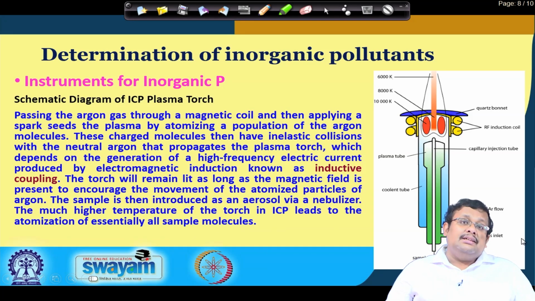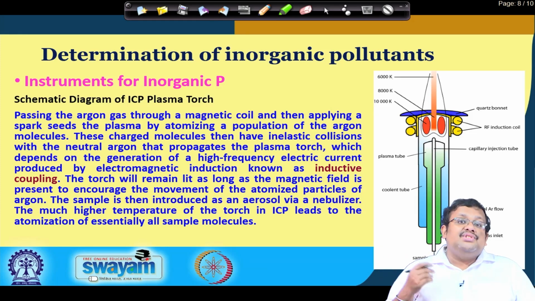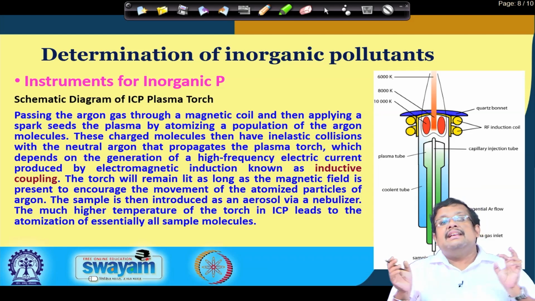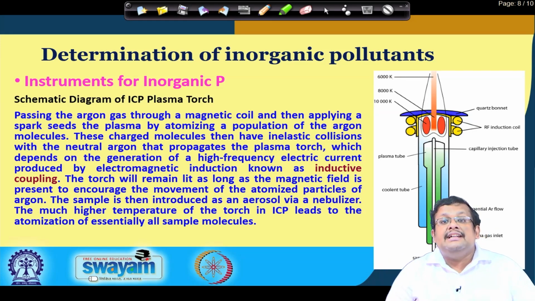Now, passing the argon gas through this magnetic coil and then applying a spark basically creates the plasma by atomizing the population of the argon molecules. Now, these charged particles then have an inelastic collision. I told you there is a resistive collision. So, basically there are inelastic collisions with the neutral argon that propagates the plasma torch, which depends on the generation of the high frequency electric current produced by electromagnetic induction, known as inductive coupling. So, that is why it is known as inductively coupled plasma.